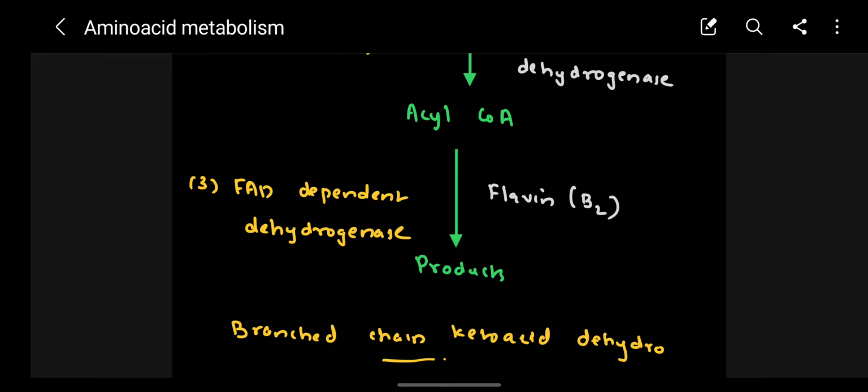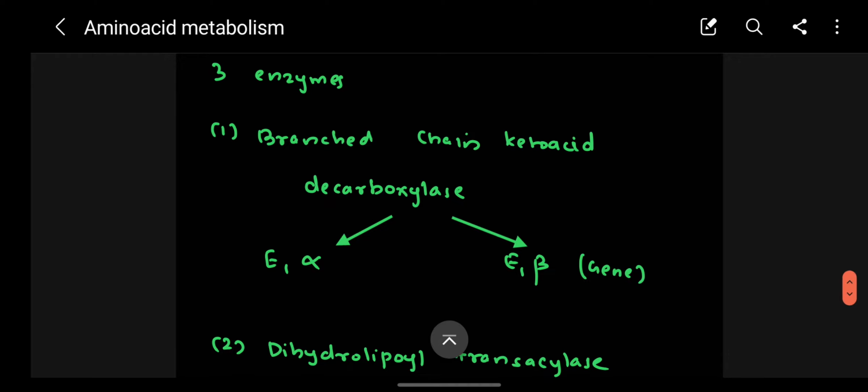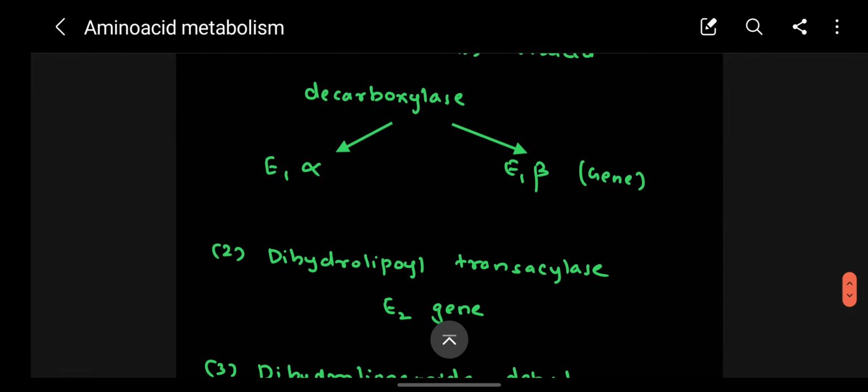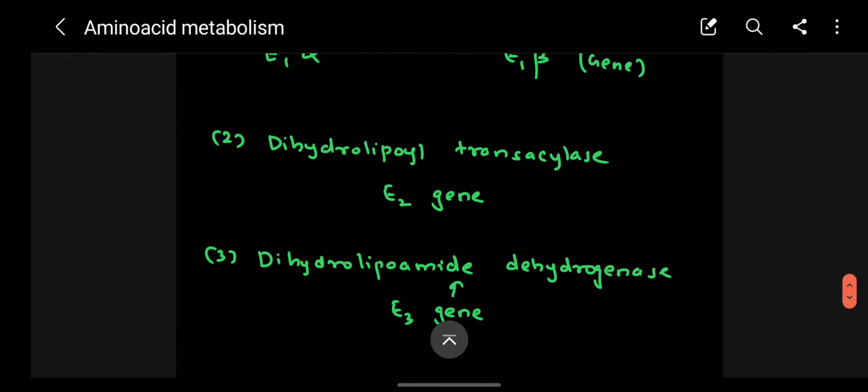The branched chain keto acid dehydrogenase is an enzyme. Here you can see the branched chain keto acid is converted to acyl coenzyme A. This is a multi-enzyme complex which is similar to pyruvate dehydrogenase enzyme. So three enzymes are involved: the first one is branched chain keto acid decarboxylase, the second one is dihydrolipoyl transacylase, and the third enzyme is dihydrolipoamide dehydrogenase.